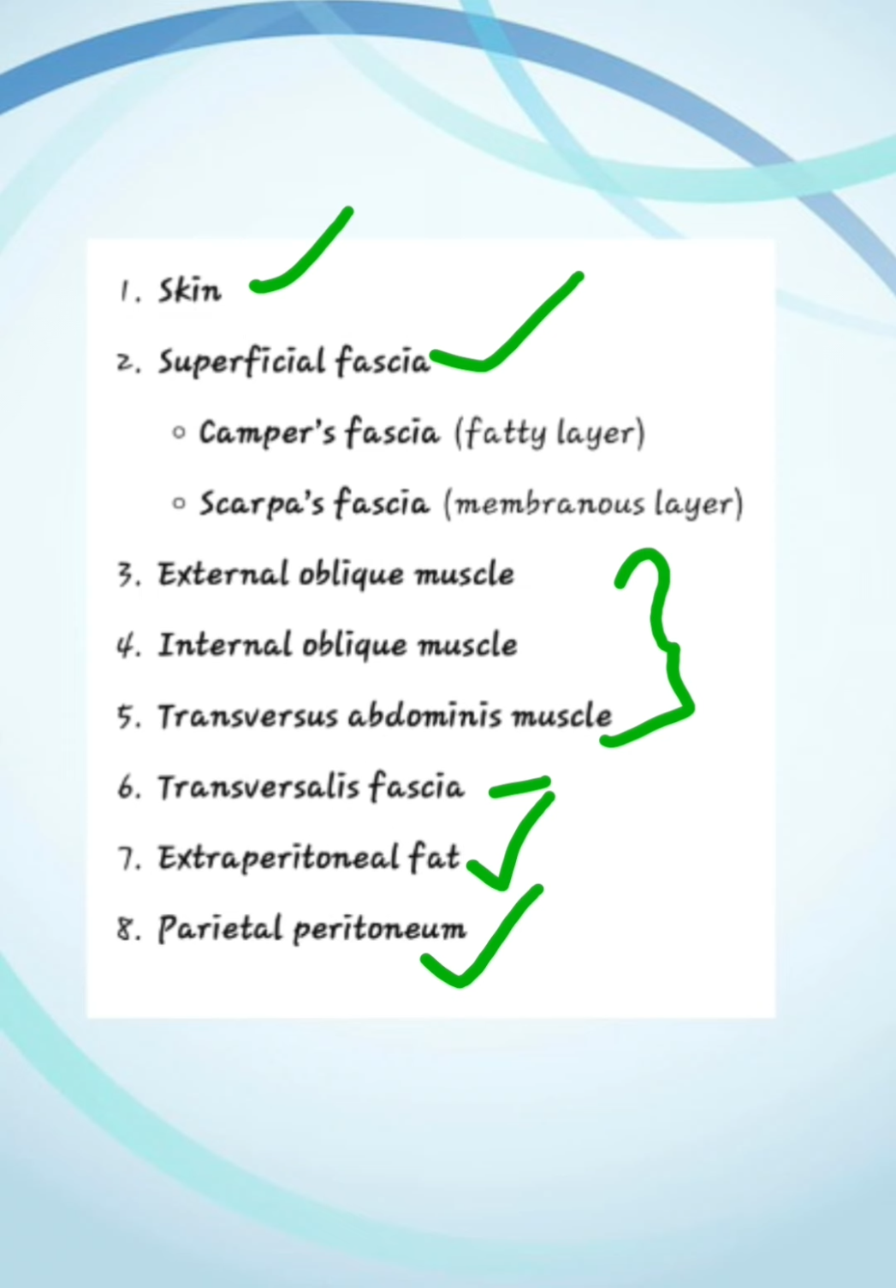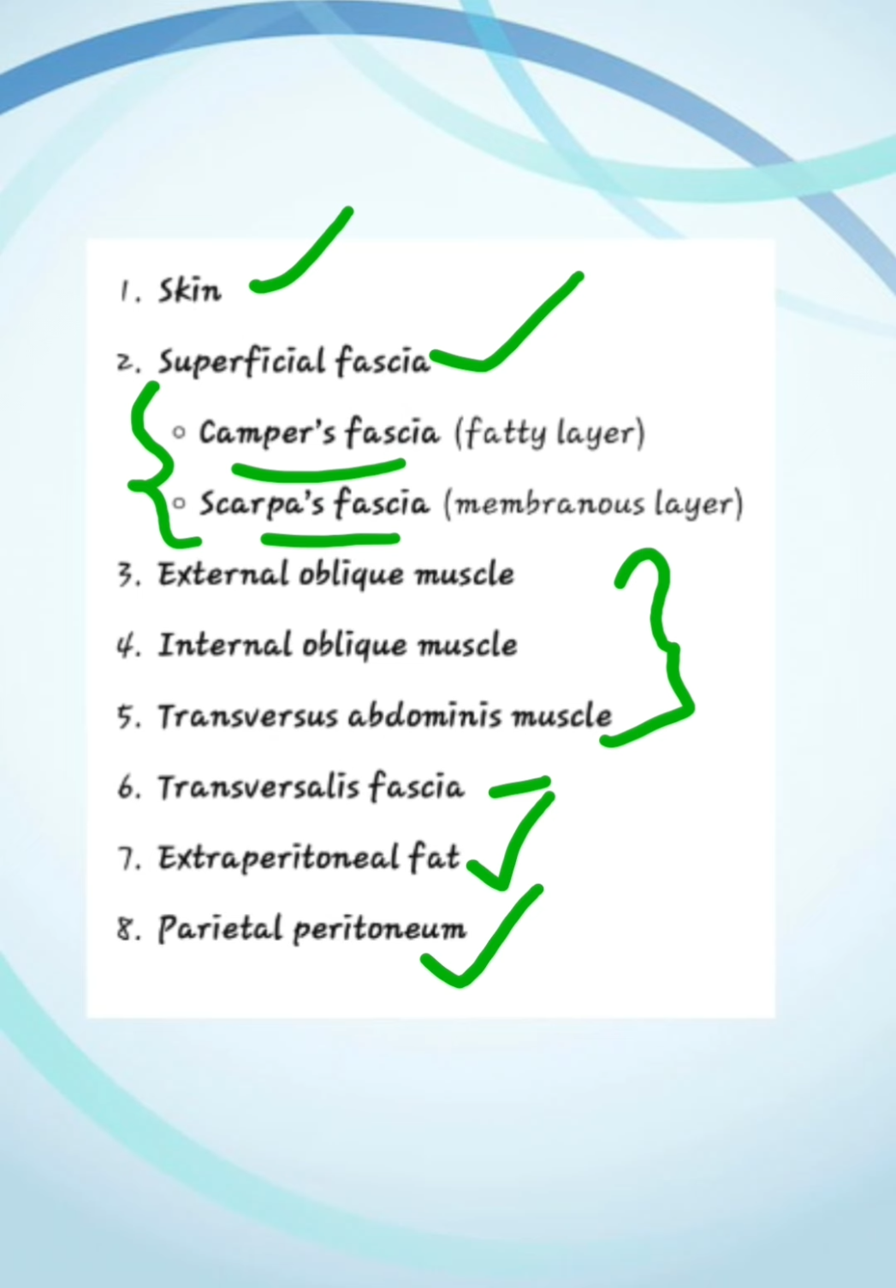So all these 9 layers, including these 2 fascia, make up the anterior abdominal wall. Actually, in the superficial fascia we have 2 fascia, that is Camper's fascia and Scarpa's fascia. So these 2 fascia constitute the superficial fascia in the abdominal wall.